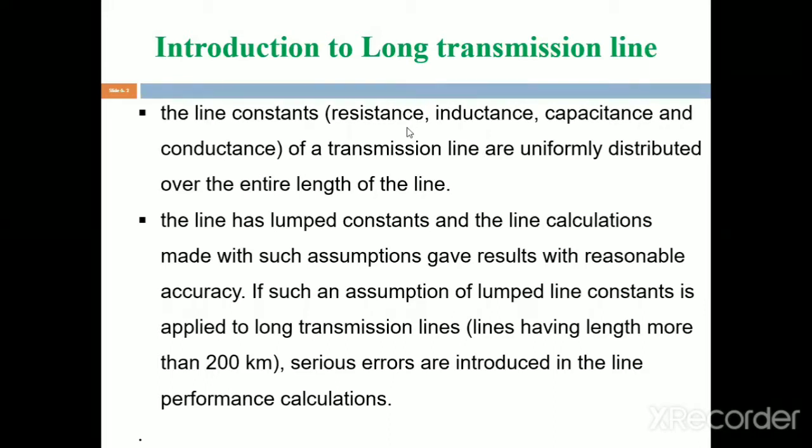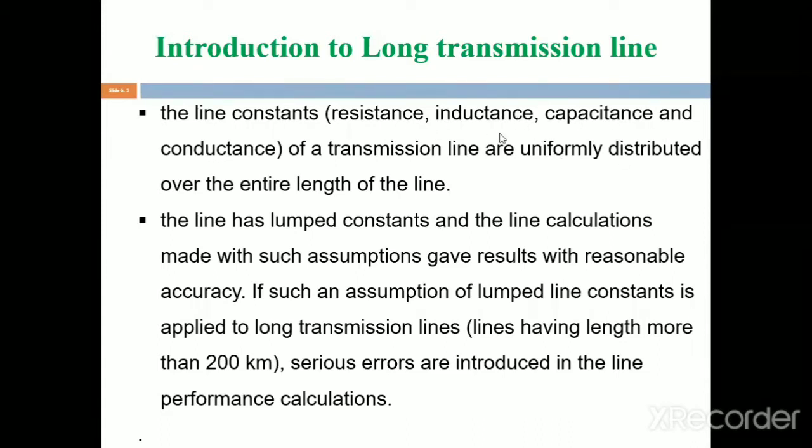If the length of this transmission line increases, then automatically the effects of resistance, inductance, capacitance and all the parameters are more strongly added. That is why the efficiency is reduced, and the voltage regulation is also affected. In that case, if we use the lumped parameters, the results are not obtained accurately. Why? Because if the length of the transmission line increases, automatically the resistance, inductance and capacitance values also increase.